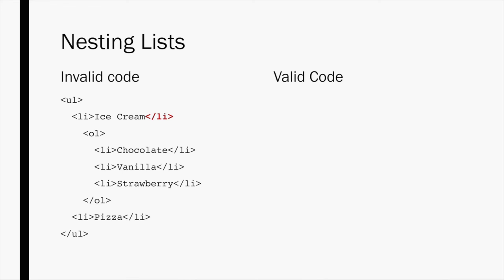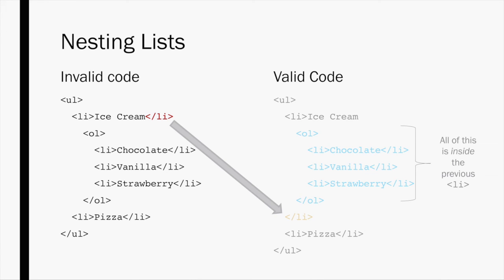In order to have this secondary ordered list inside of a UL, we have to have it inside of a list item. So instead, let's take that closing li, put it after the ordered list, so that way all of the stuff in the ordered list is inside the list item of ice cream. That way, this makes nice valid code, everything works out, and you can nest and mix different lists.